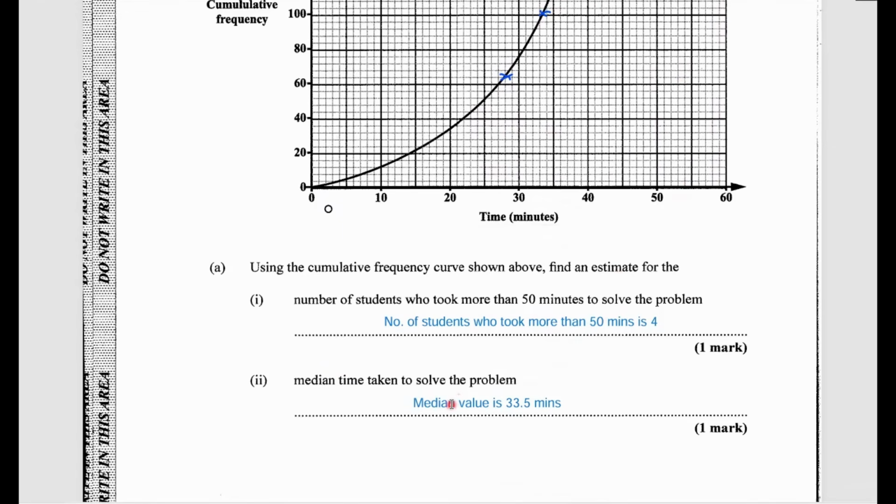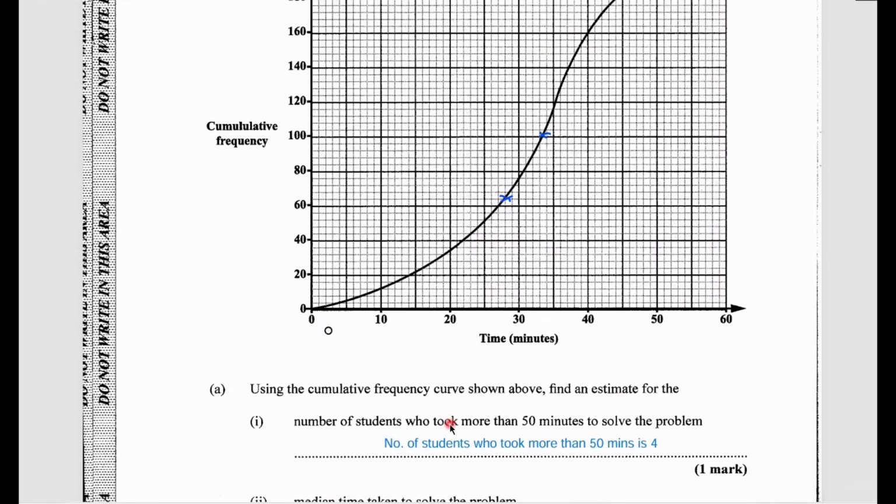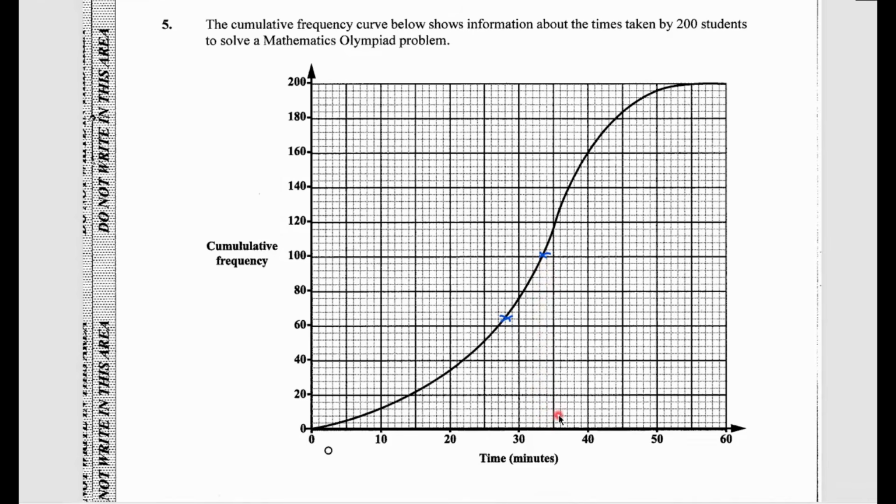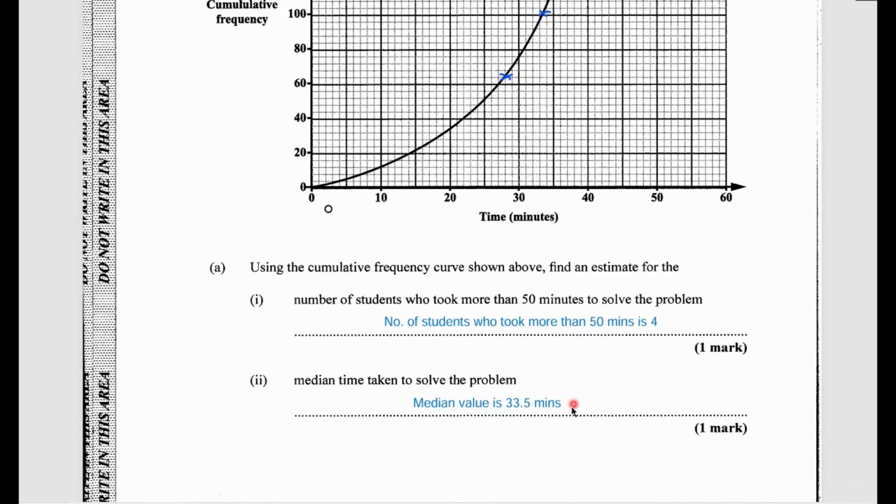Median time. Okay, median time will be what? You look for half of 200, which is 100, go across, come down. Okay, you get like, I get like between 33 and 34. I get like 33.5. You know, that's what I got. Okay, 33.5 minutes.